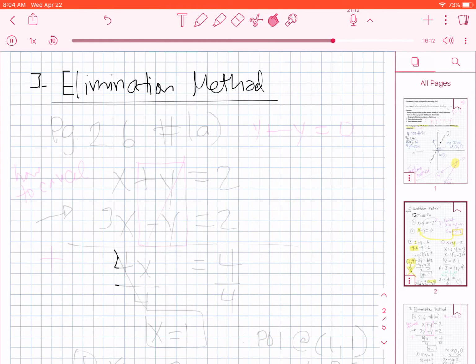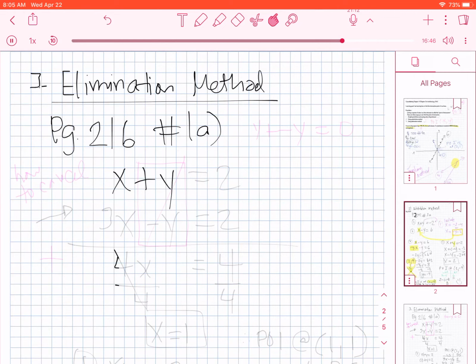Okay, so for elimination method, this one is a little tricky. Okay, and the reason why it's tricky is because you can do addition or subtraction, but really it depends on how your equation is set up. Okay, so I'll do page 216, number 1A. Okay, so your idea in elimination method is to eliminate a variable.